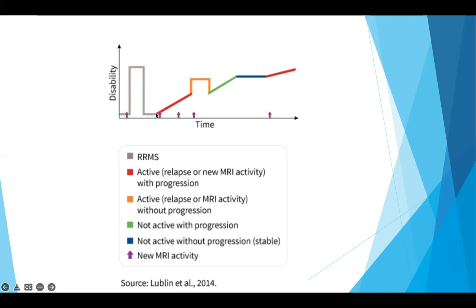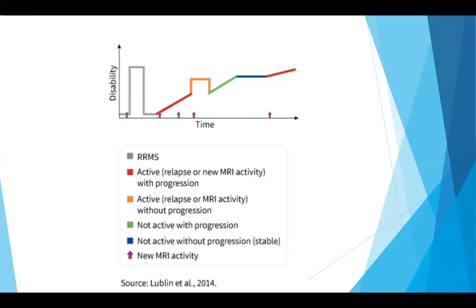They can also then progress to what is known as active disease with progression. So what this means is that they have a relapse with new MRI activity. So we'll see clear MS plaques in the MRI. And we also see an increase in disability that never goes back to the baseline level of disability that they had before this relapse.